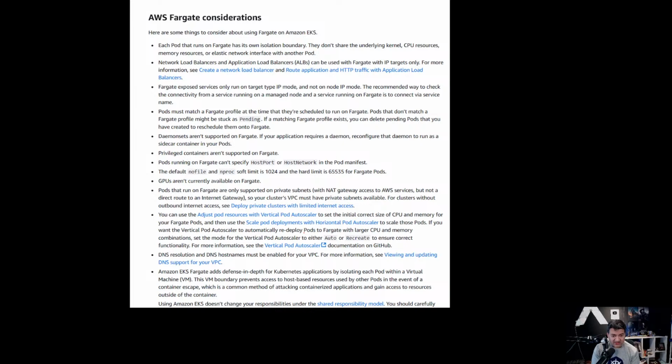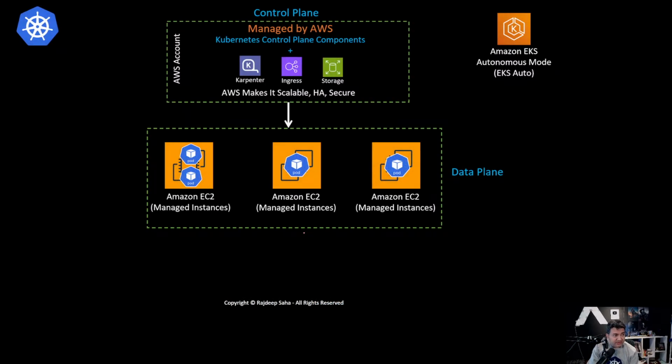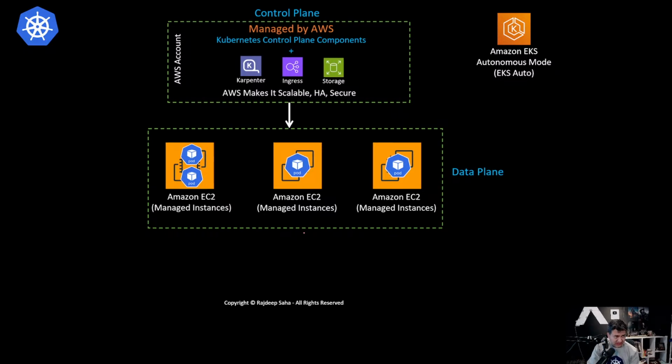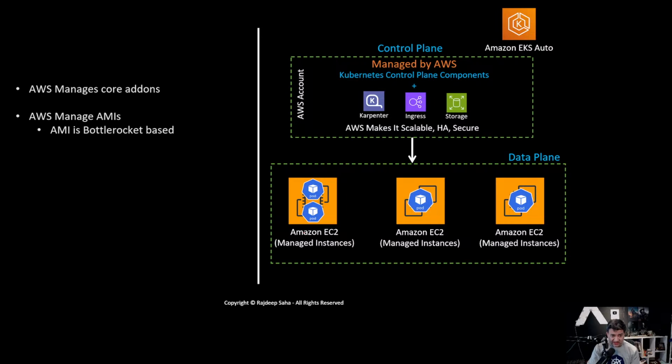Next, so this is one of a big thing that our customers tell us. Fargate has some consideration. The biggest thing is with Fargate, you cannot run daemon set. But remember, EKS Auto at the end of the day is running on EC2, and we are just managing the EC2. So you can run daemon set, and you have all the flexibility of running other processes that you generally run on a EC2.